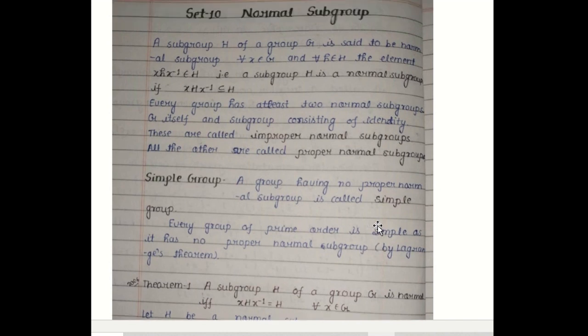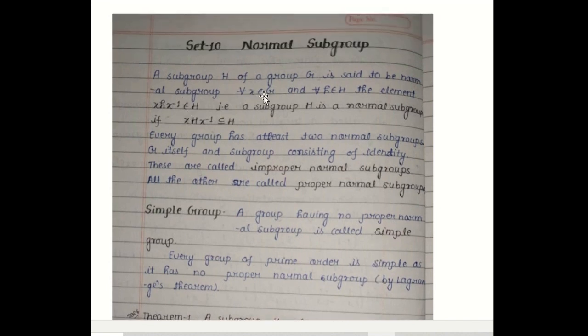If G is a group and H is any subgroup of G, and we take small h belonging to capital H and small x belonging to capital G as any two elements, then H is said to be a normal subgroup of G if elements of the type x h x inverse belong to capital H. This implies x H x inverse will be contained in H. Then that subgroup is called a normal subgroup.